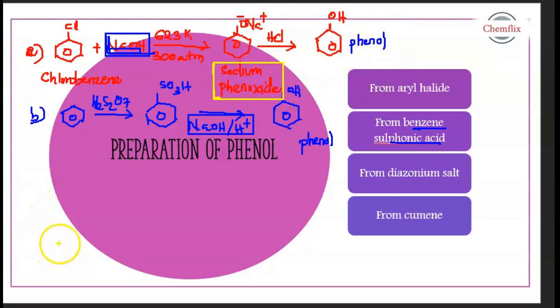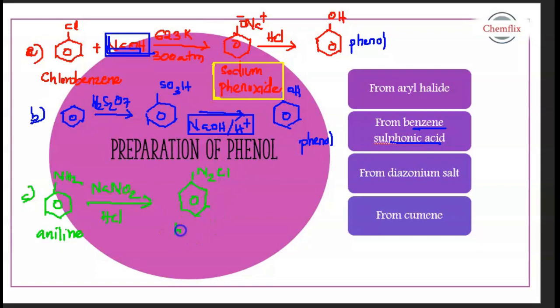Then the next method, that is the third method. I'm using green color. From diazonium salt. First of all you are going to prepare a diazonium salt. Let's see how to prepare it. For that you take aniline, that is a benzene ring with an NH2 group attached. Treating aniline with NaNO2 plus HCl, you will get benzene diazonium chloride, that is N2Cl.